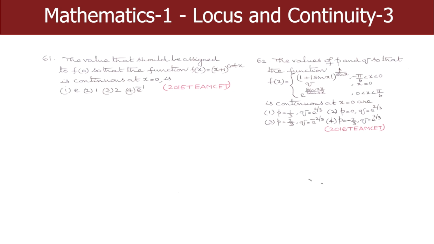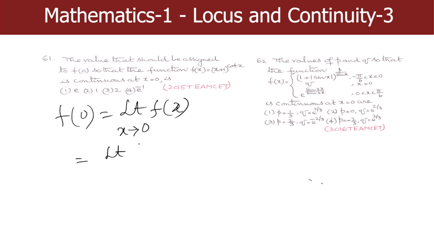Next, 61. The value that should be assigned to f0 so that the function f(x) equal to x plus 1 whole power cotangent x is continuous at x equal to 0 is. That means f0 is limit f(x) as x tends to 0, limit x plus 1 whole power cotangent x as x tends to 0. This is in the 1 to the power of infinity form. Cotangent x tends to plus infinity as x tends to 0 from the right. X plus 1 tends to 1.